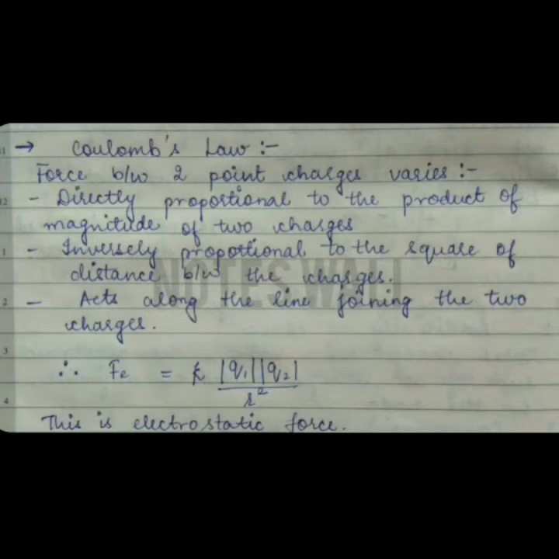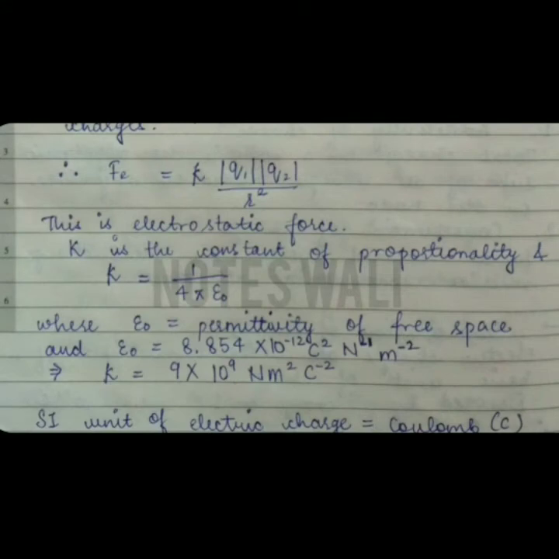First is Coulomb's law, and it states that the force between 2 point charges, the electrostatic force, is equal to k q1 q2 divided by r squared. We have to take the magnitude of the charges, where k is the constant of proportionality, and the experimentally calculated value of k is 1 by 4 pi epsilon naught. The epsilon naught is the permittivity of free space, and it has the value of 8.854 × 10^-12.